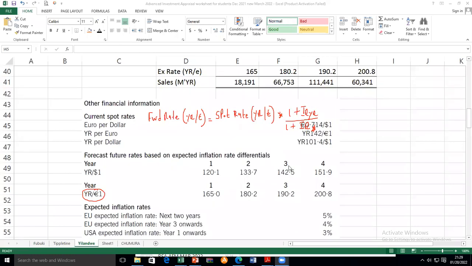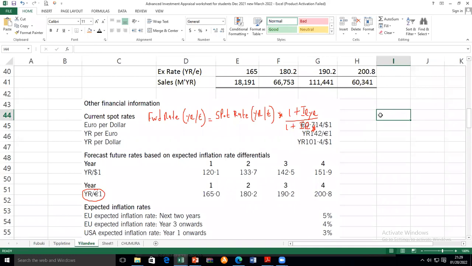So in this case, what will it be? 1 year from now, you pick the rate 142. Multiply by, let's go, 1.22 divided by the inflation rate, which in the next 2 years is 5%, 1.05. So let's go.